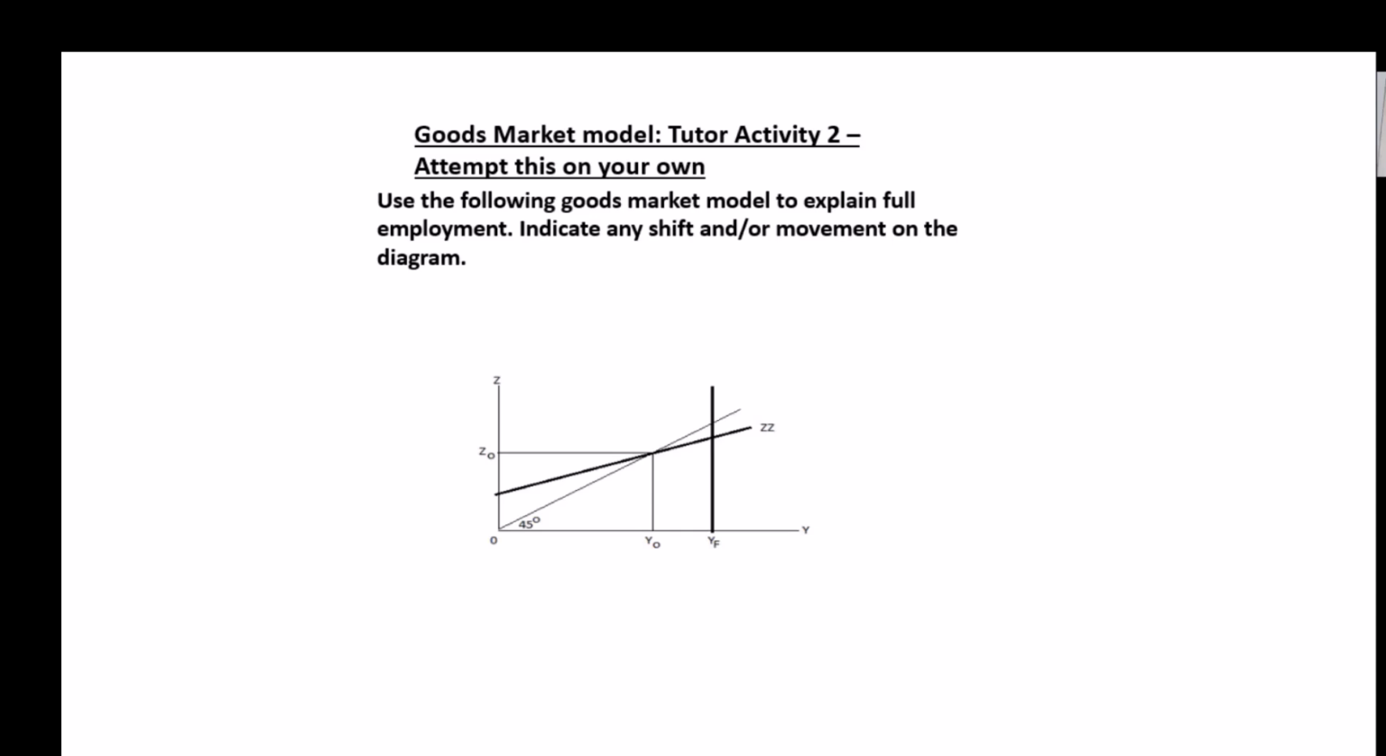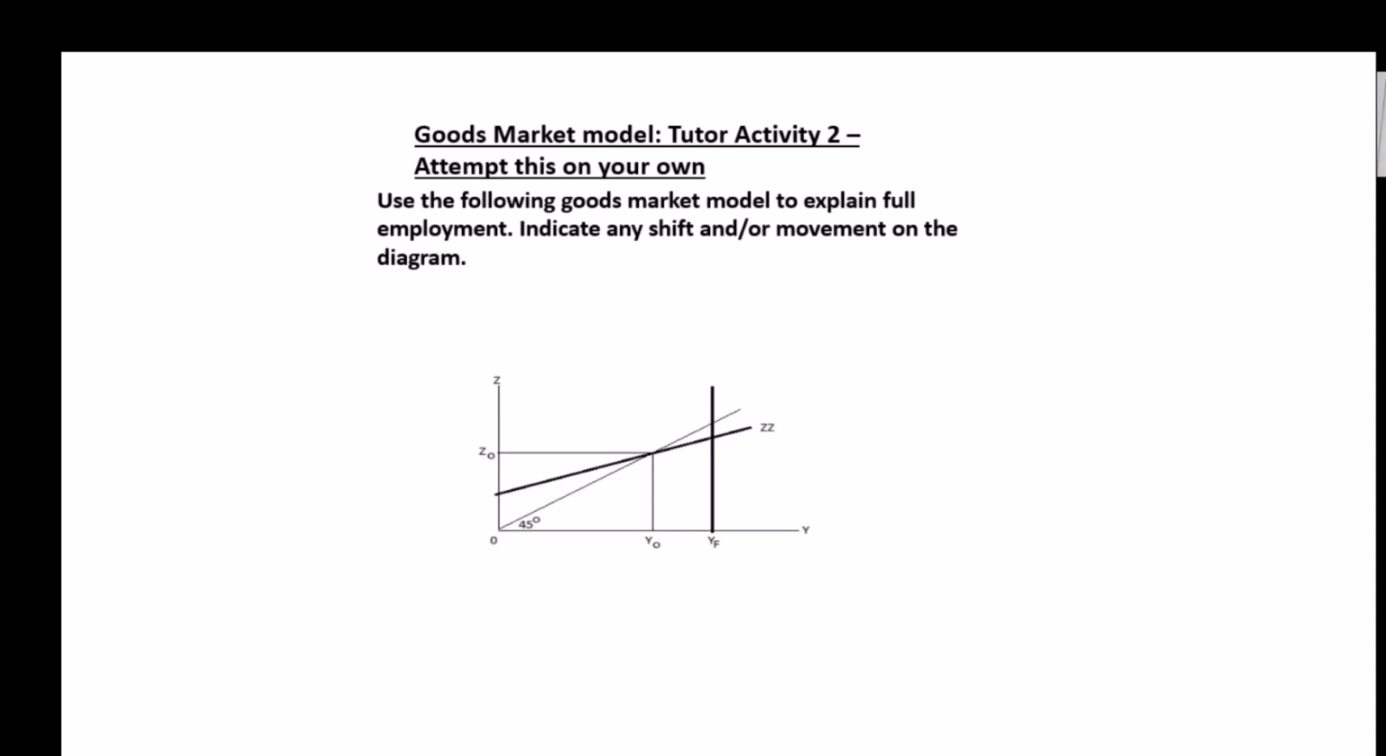And your equilibrium point is where the Z curve cuts the 45-degree line. That is your equilibrium point. So be careful, don't confuse the equilibrium point with the equilibrium level of income and output Y. If the question requires you to specify the point, it's where the ZZ curve cuts the 45-degree line. As we just said, any point on the 45-degree line represents points of equilibrium. So this is one point now. That's where the economy is at Y0.